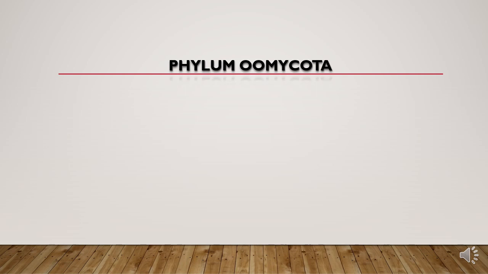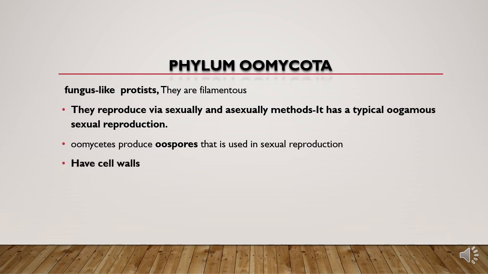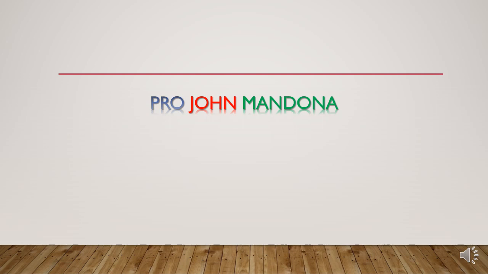We also have another. This might be the last phylum that we're going to discuss. This is the fungus-like protists, and they are filamentous. They reproduce via sexual or asexual methods, and they produce spores that are used in reproduction. They have cell walls, are heterotrophic, and that will be the end of our lesson.